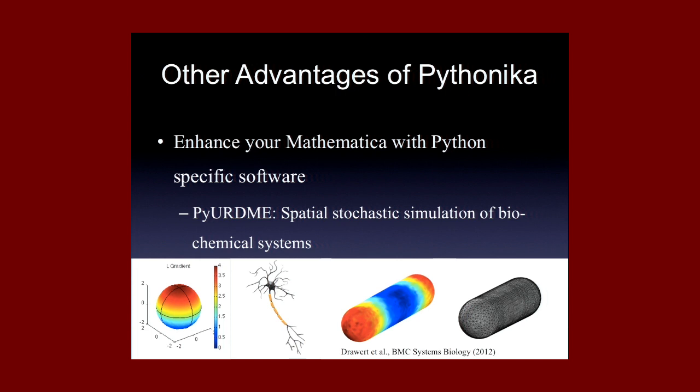URDME is spatial stochastic simulation software for running discrete biochemical systems. In particular, we published that in the Systems Biology journal last year. You see I have a couple of diagrams here of yeast cells, neurons, or E. coli that we used. So if you want to do spatial stochastic simulation, very soon PyURDME will be able to be used in your notebooks via Pythonika.